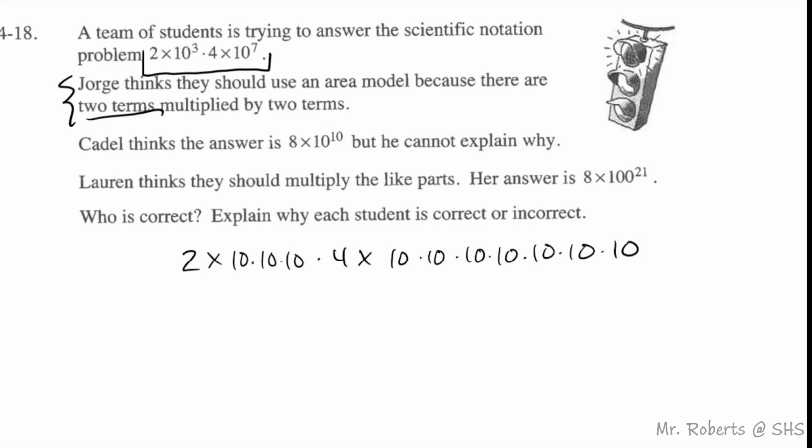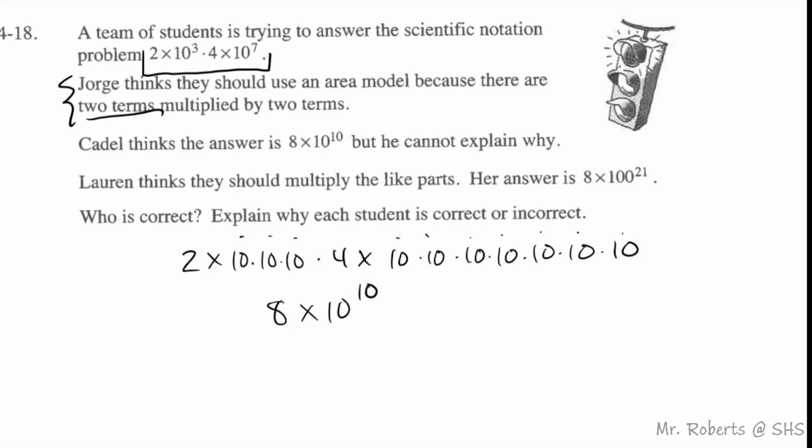And I can use the commutative property and pull out the 2 and 4 and multiply those. So 2 times 4 is 8. And then in terms of what everything else is, it's a bunch of 10s, right? But I'm not going to write them out like this. Again, I'm just going to count them. There's 1, 2, 3, 4, 5, 6, 7, 8, 9, 10. There are 10 10s. So it is 8 times 10 to the 10th power.